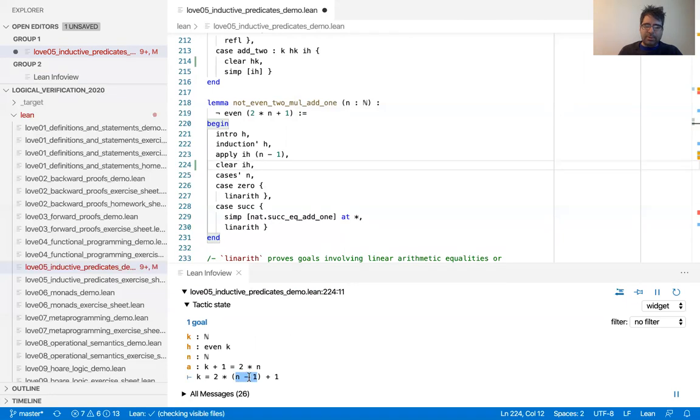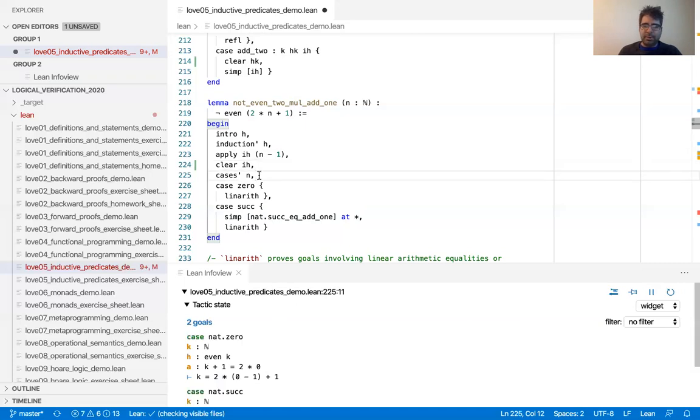Well, here's the problem: we have a minus 1 on natural numbers, and that's always bad news because natural numbers cannot go into the negative. So 0 minus 1 is 0. It's not -1, so it's an exceptional case. So you want to treat the 0 case differently from the other cases. And the best way to do that is to use cases, or cases prime here. And then you have the 0 case. And then you have 0 minus 1 explicitly, and it's going to simplify to 0.